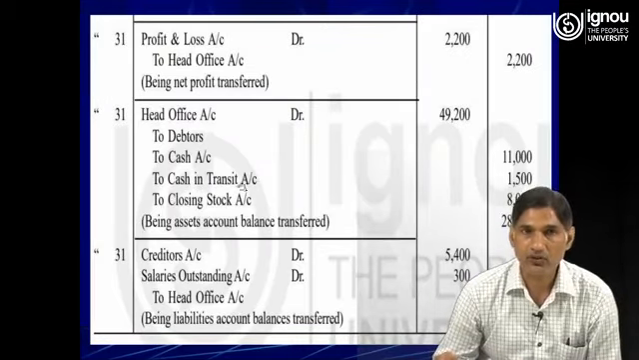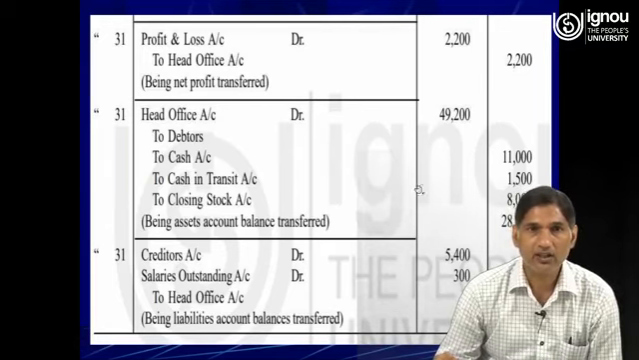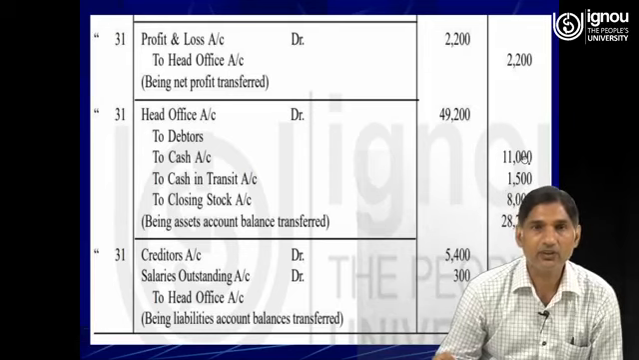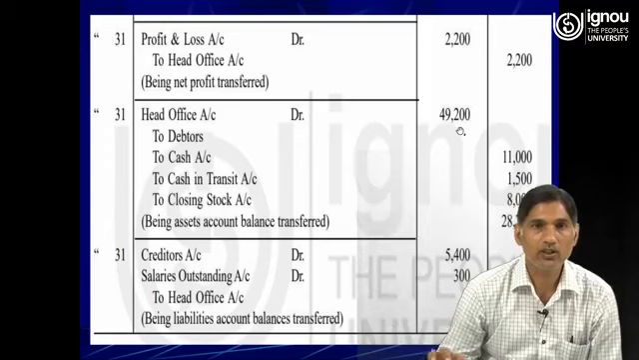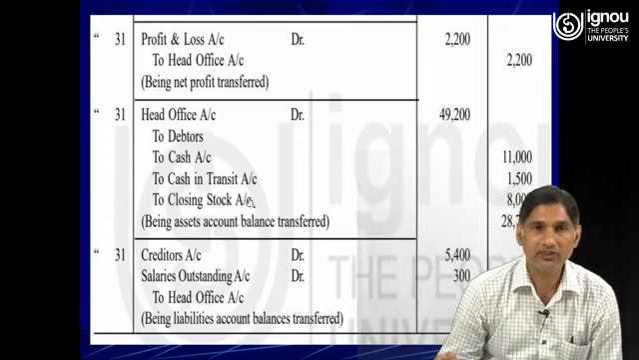Then for assets, the debtors account is given, it is 11,000, the cash account is provided 1,500, cash in transit provided 8,000, and closing stock is provided 28,700. So total of these four items is 49,200.